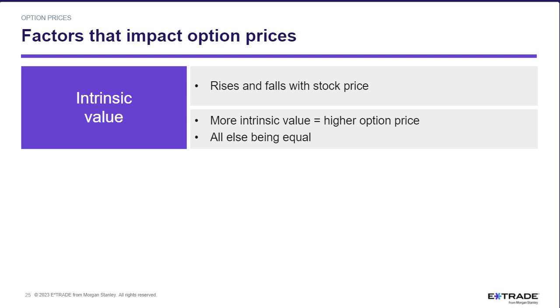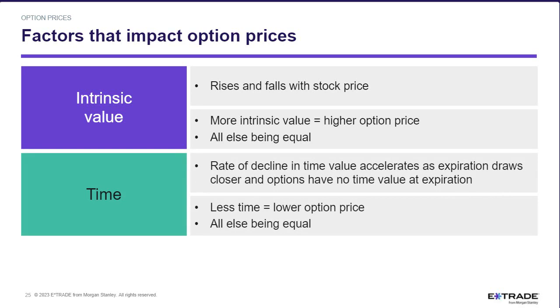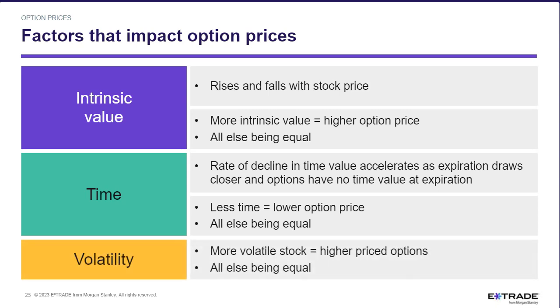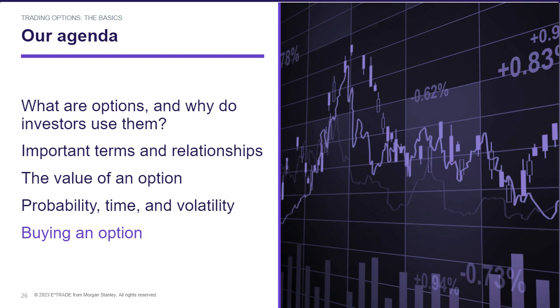And then there's time. Of course, the big aspect of time is it only goes in one direction. Intrinsic value can go up and down. Volatility can go up and down. Time waits for no one, and it goes only in one direction. And then we included the idea of volatility and its role in option prices. So that's the foundational part, definitions and relationships.